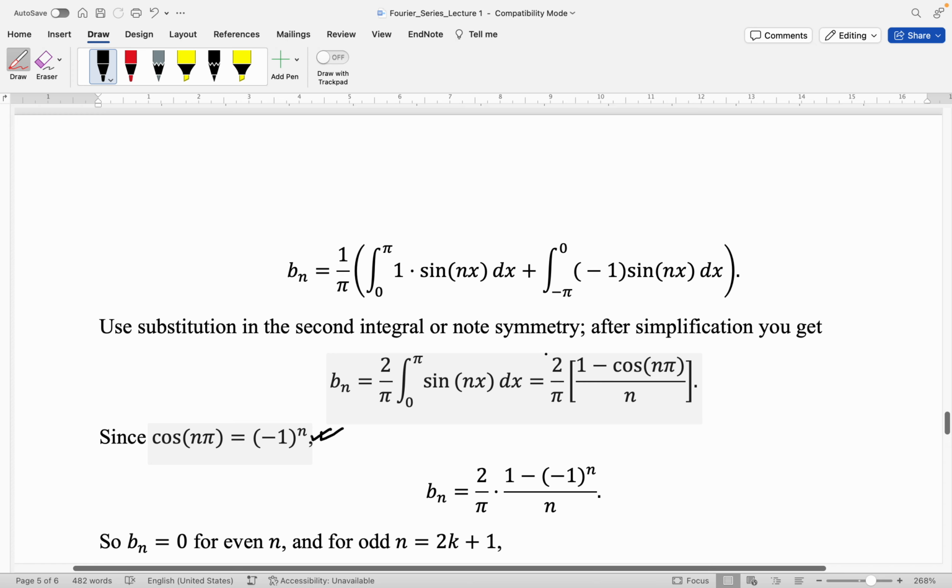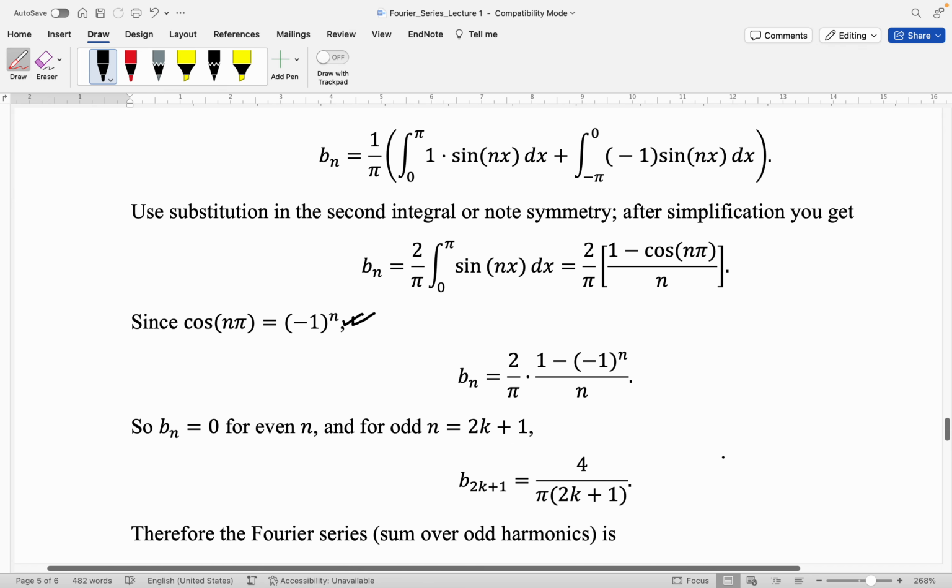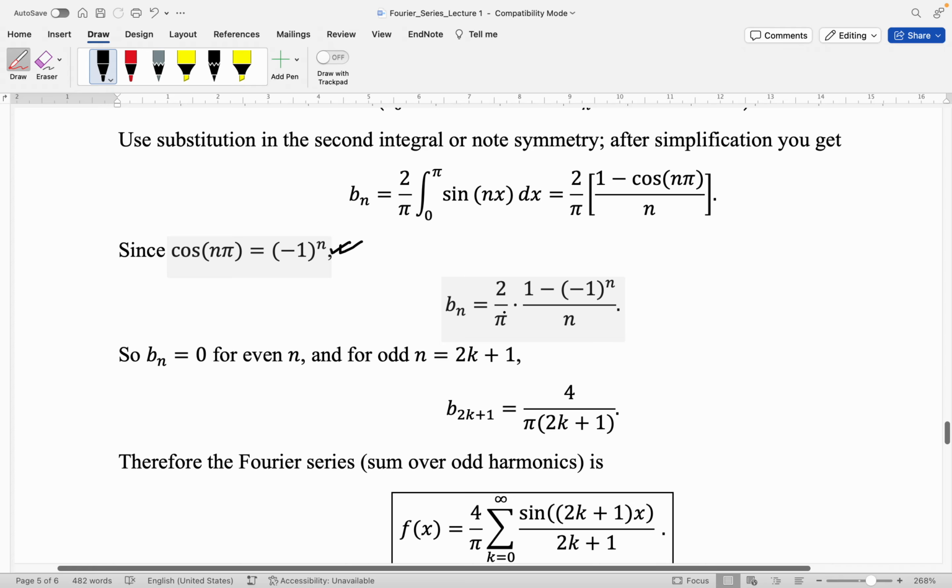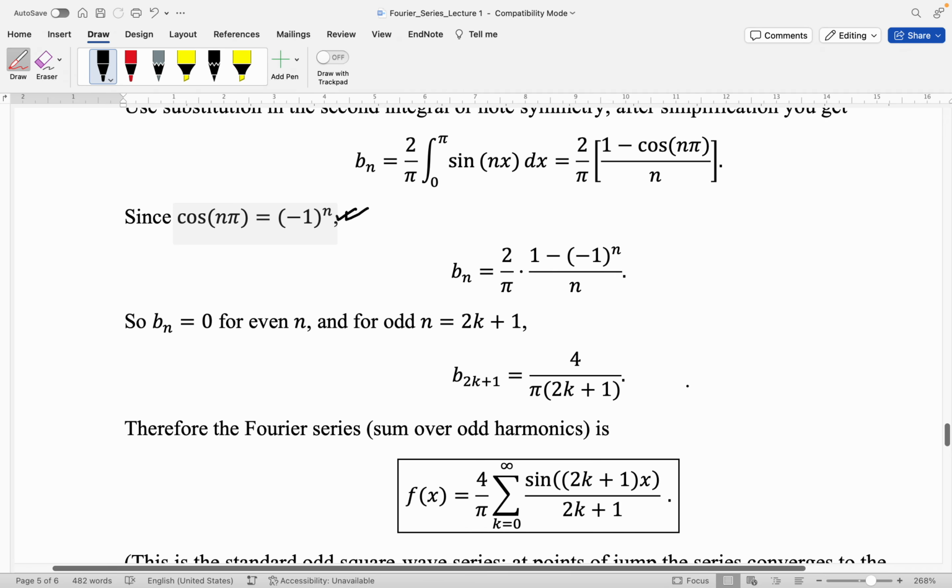So this is how you solve it. Try solving both of them. If you add and solve, you get this. So this is your bn, 2 by pi, 1 minus (-1) to the power n, divided by n. So you can write it out in different forms. You can directly write down this, that's fine, or else you can use this also.